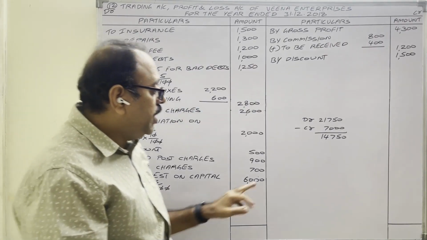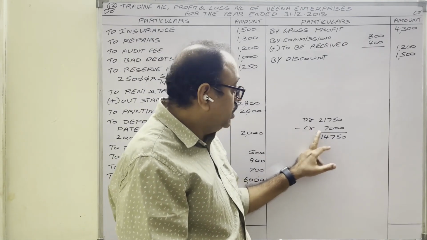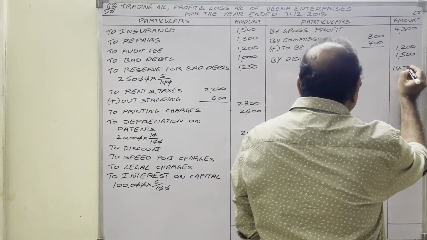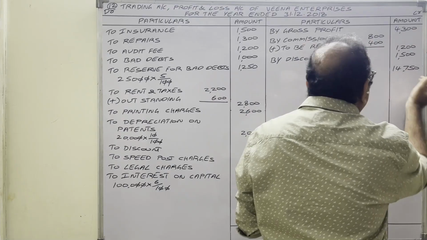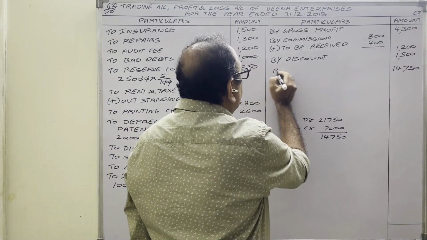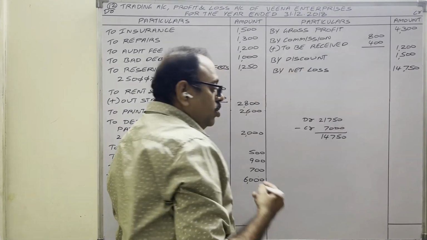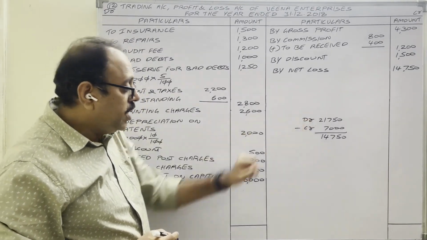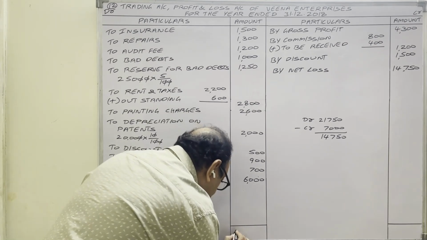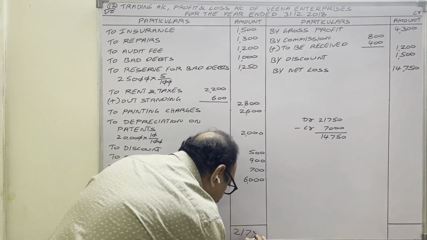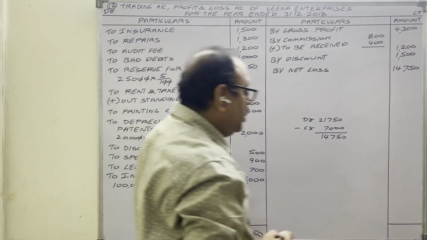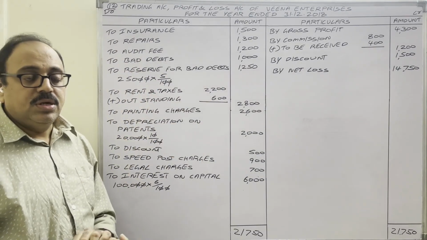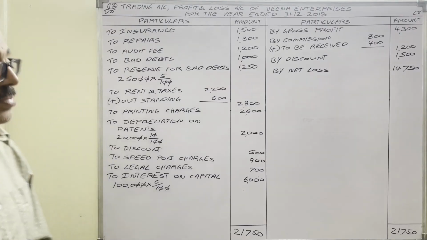We said we should write on the credit side, as the total is less. Therefore, on the credit side this answer we should write: 14,750, by net loss. Of the two sides, the highest total, debit amount is more, no? That amount we should write on both sides: 21,750. Credit side also the same. So this is all about the profit and loss account. Take a screenshot of this.